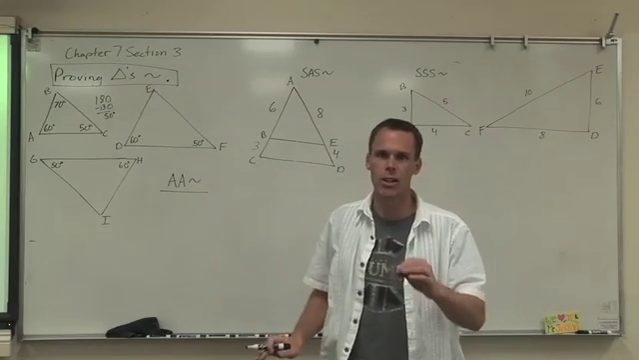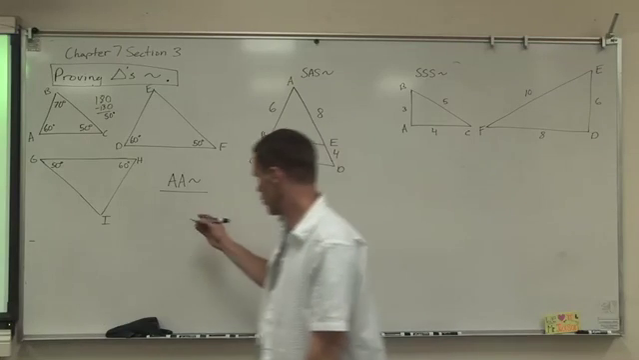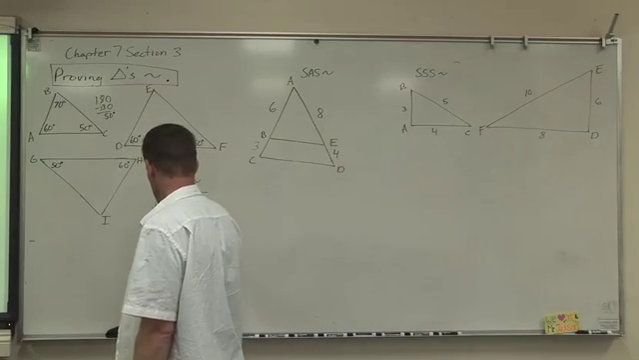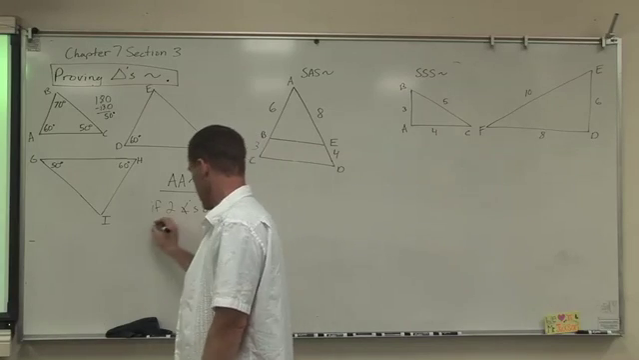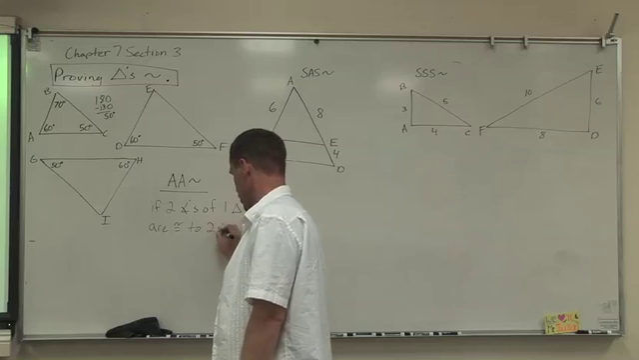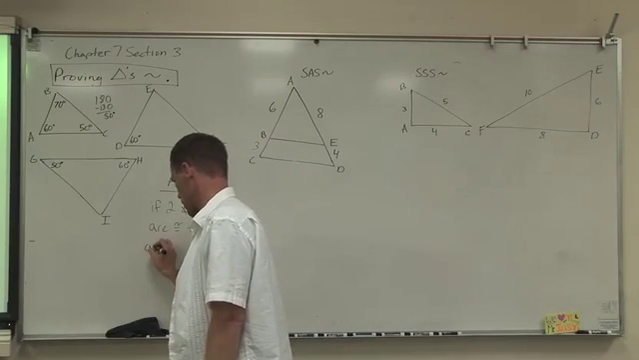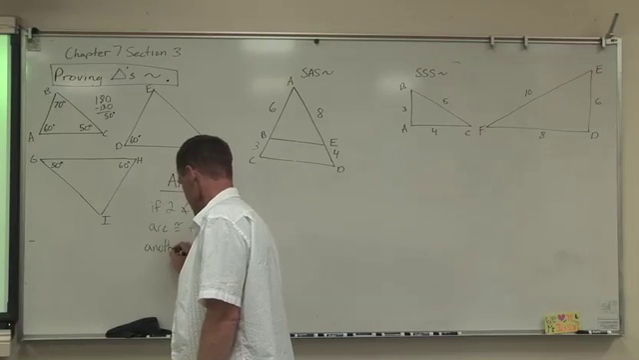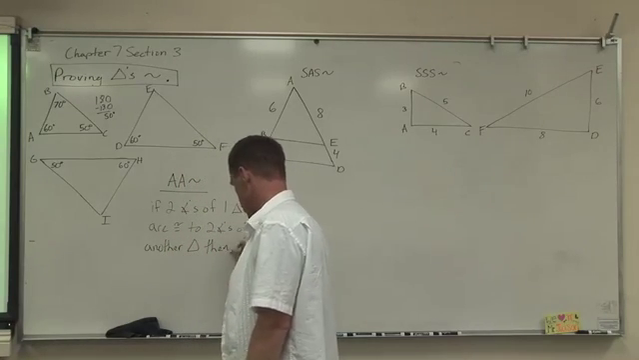It's not angle-angle-angle because we only need two angles. So we will say, if two angles of one triangle are congruent to two angles of another triangle, then the triangles are similar.